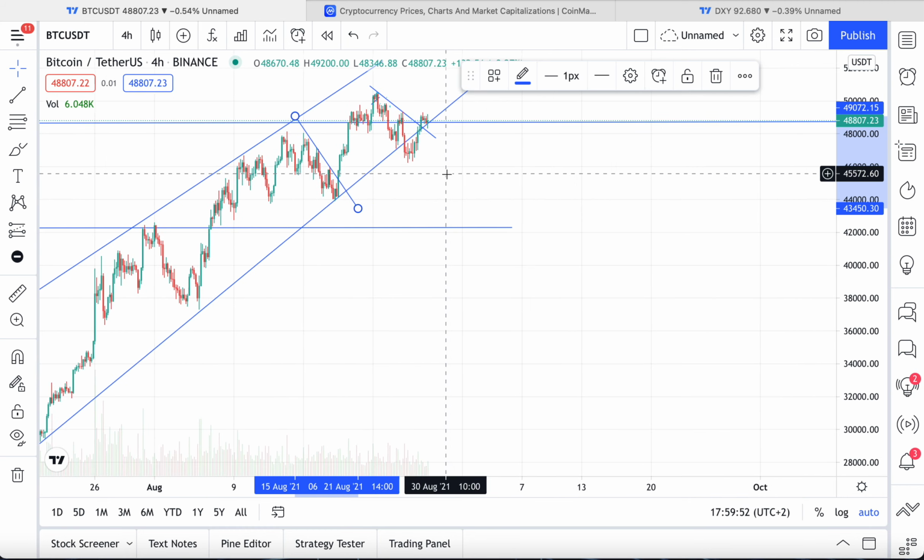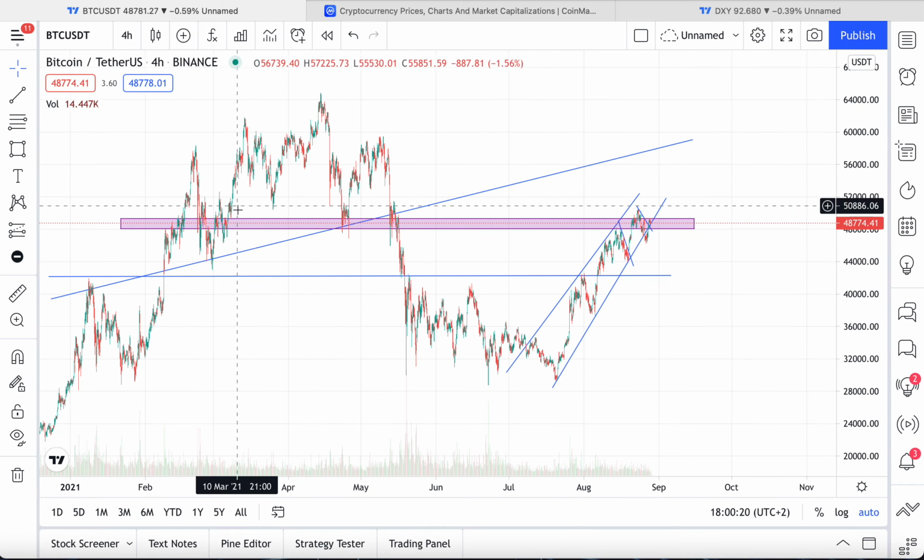But we shall see. At the moment I'm not in any position, I'm just looking at the charts. I'm interested to see where it's going to go. I actually have this line here, which was the very area of quite a bit of support before.